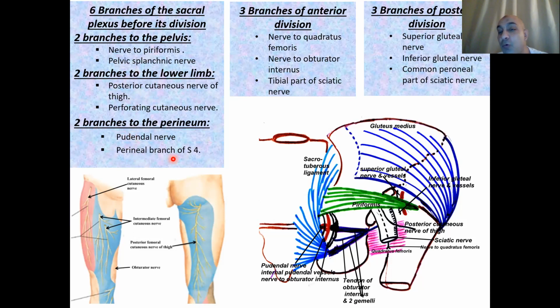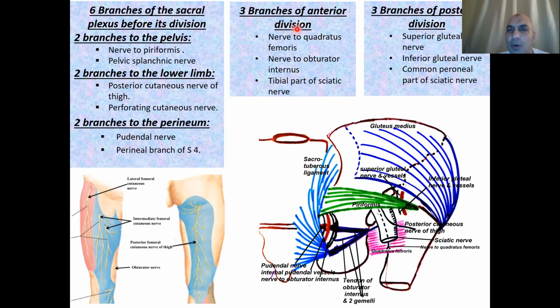So we have 6 P's. 2 P's in the pelvis, piriformis and pelvic splanchnic nerve; 2 nerves in the lower limb, both of them cutaneous, perforating because it is going to perforate this ligament, called the sacrotuberous ligament, and the posterior cutaneous nerve of the thigh; and the 2 branches for the perineum, pudendal and the perineal branch of S4.